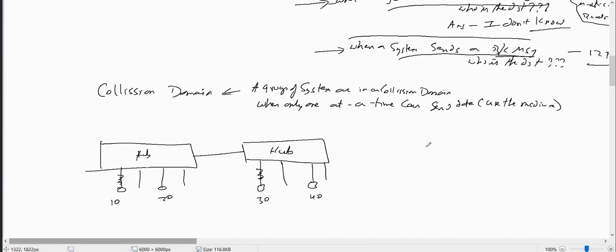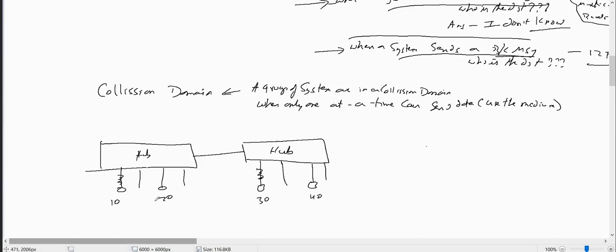Fine. So the definition for a collision domain is this: a group of systems are in a collision domain when only one at a time sends the data. That's what a collision domain is. Meaning, if two systems in a collision domain try to send data at the same time, collisions are inevitable. Collisions will happen.